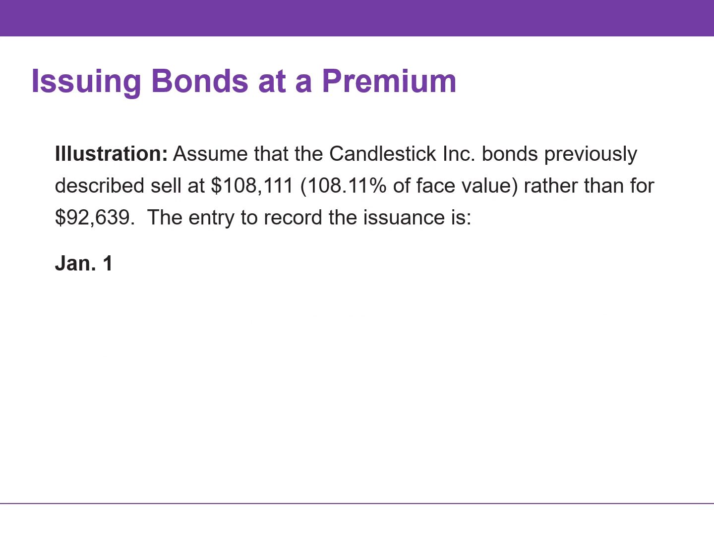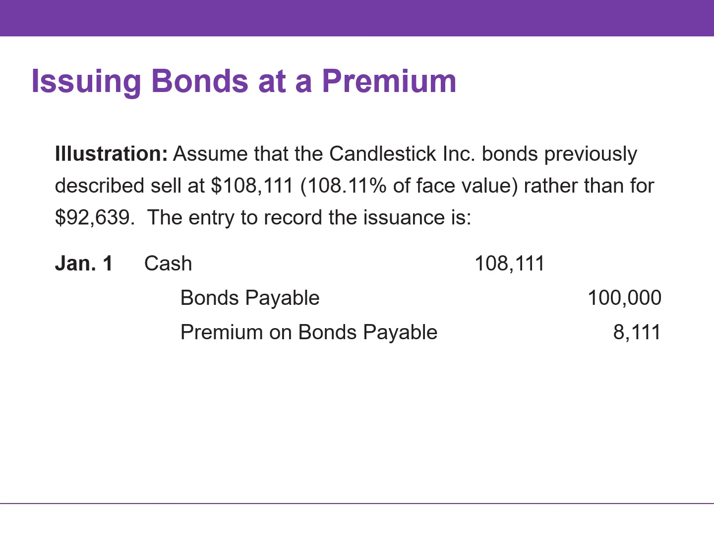Now, let's assume this company issues these bonds at $108,111 rather than $92,639. The entry to record the issuance is a debit to cash for the amount received, which in this example is $108,111. We always credit bonds payable for the amount due at maturity, which is the face value or principal. In this example, $100,000. The difference between these two amounts results in a credit to premium on bonds payable in the amount of $8,111.